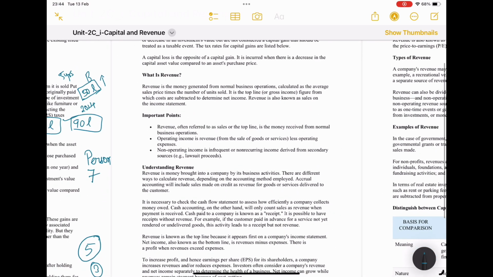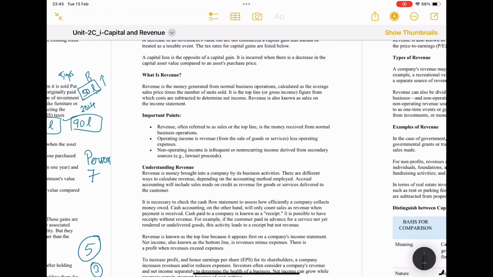What do you mean by revenue receipt? We can call revenue a money generated from normal business operations, calculated as the average sales price times the units sold. Revenue receipt of a particular individual or company is nothing but the regular income of the company or the individual. Anything occurring regularly in nature or in activities is considered a revenue receipt. It is often referred to as sales or top line, the money received for normal business activities.